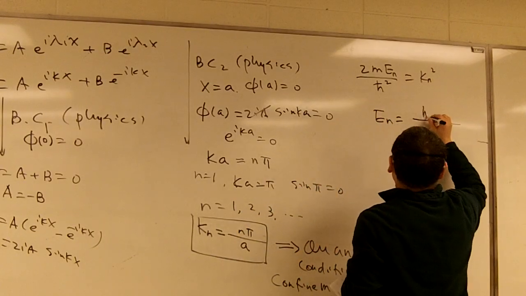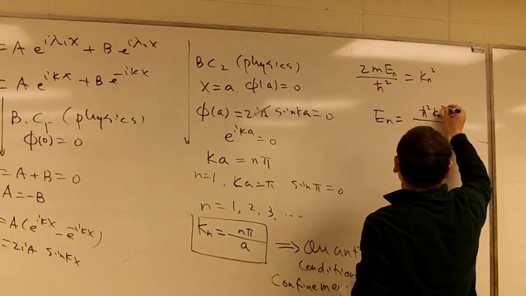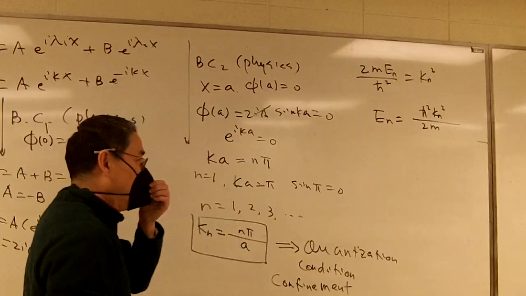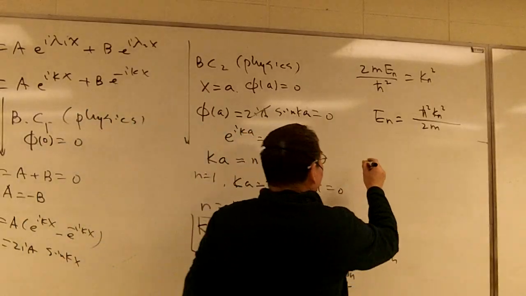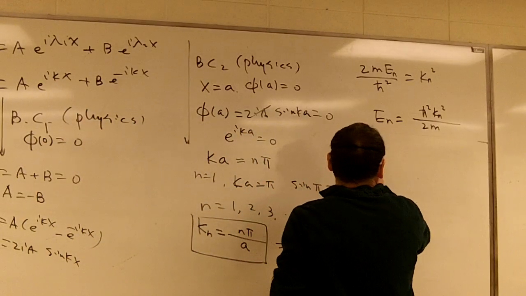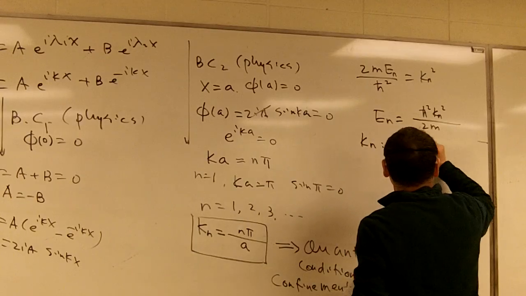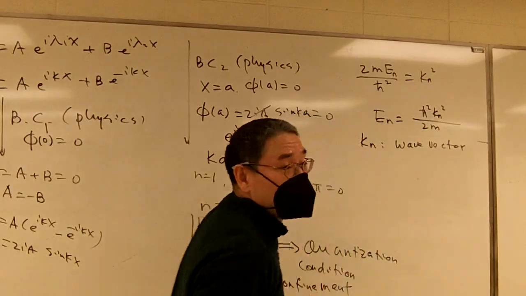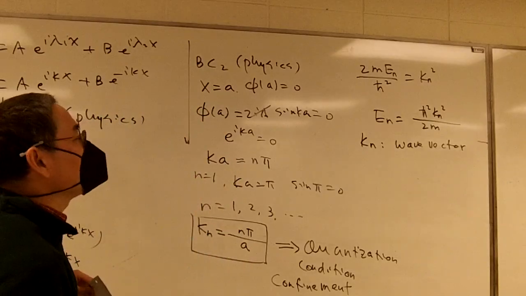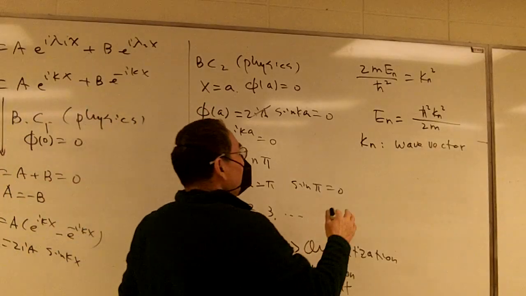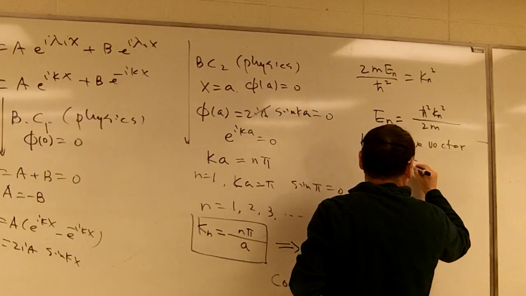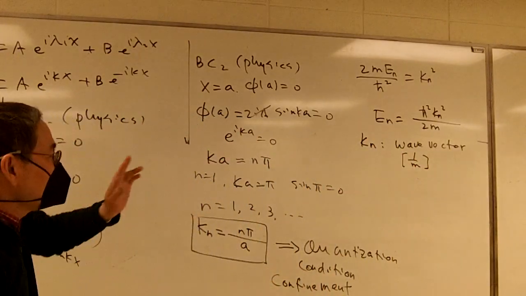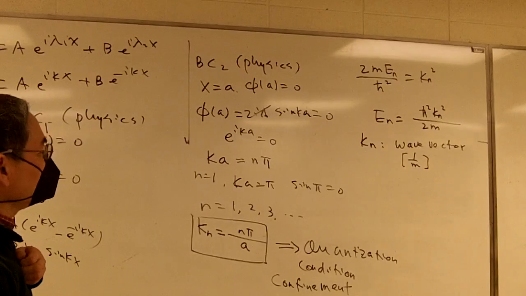So this will be h bar squared, n squared divided by 2m. And this is the energy of the particle. Here now we know k_n is just a wave vector. You can check the units immediately, and you will find the units are 1 over meters. So this is a wave vector, and this is the quantized energy.